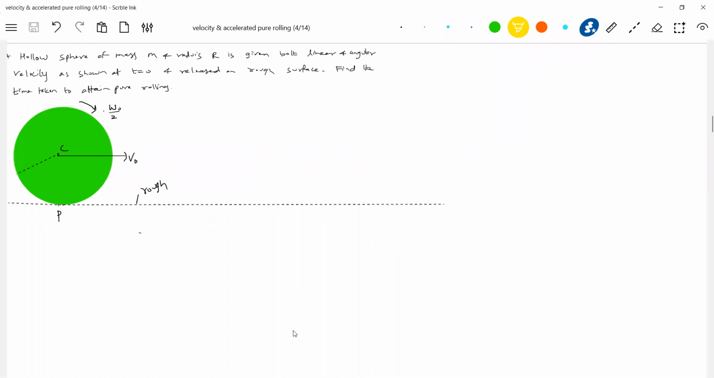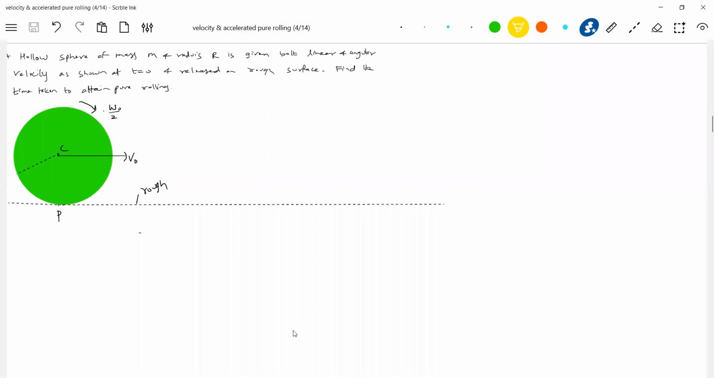By the time you come to class 11, you should be aware of these technical words. The body is given spin means you are giving it angular velocity. So you are going to give spin and also you are going to push it.